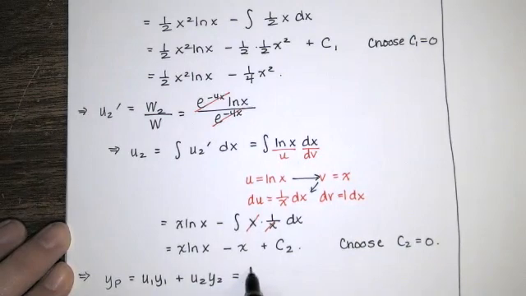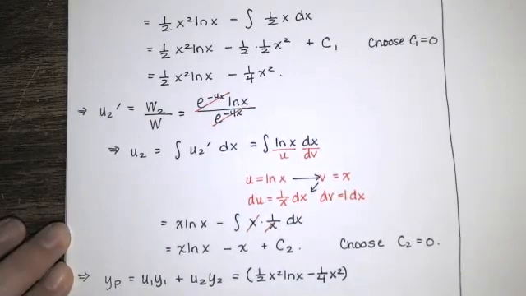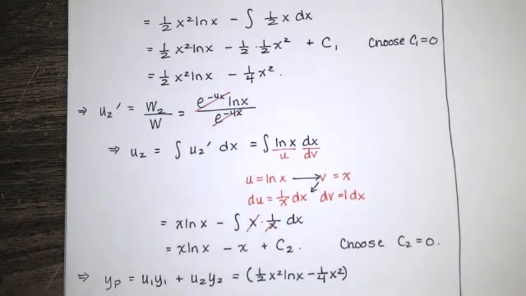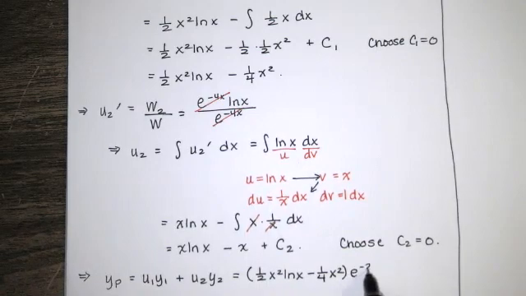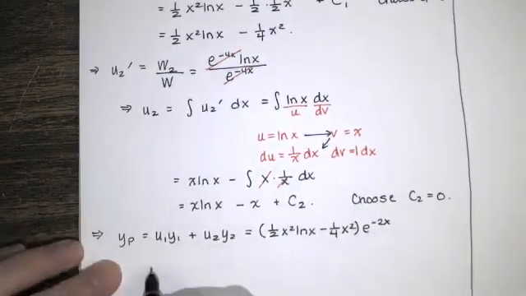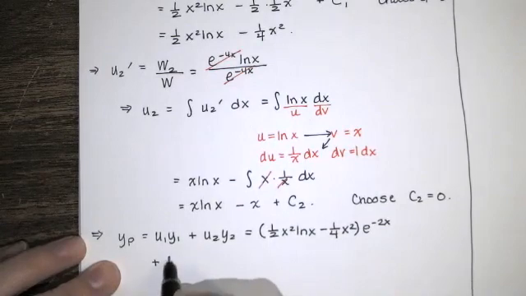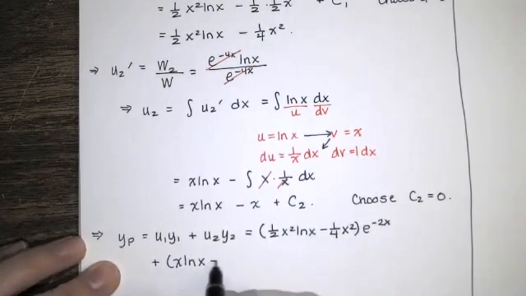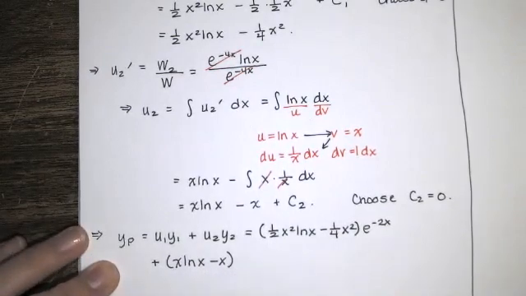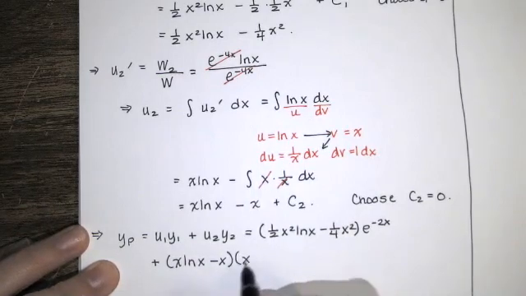And u1 happened to be 1/2 x squared natural log of x minus 1/4 x squared. And that's being multiplied by y1, which is e to the negative 2x. And then we're adding u2, so that's x natural log of x minus x, times y2. And y2 is x times e to the negative 2x.